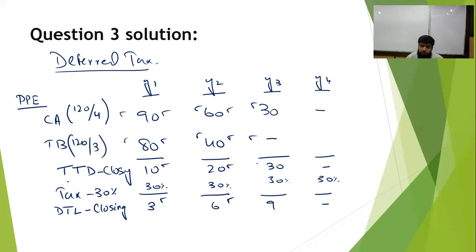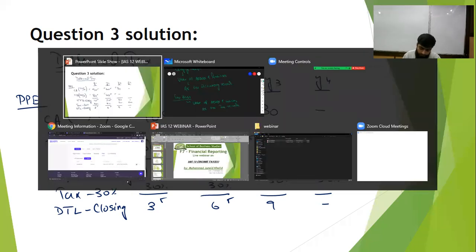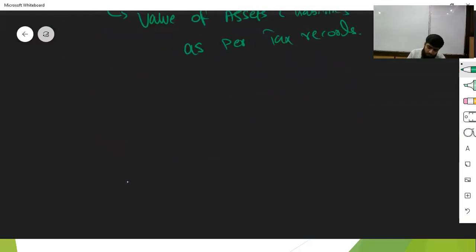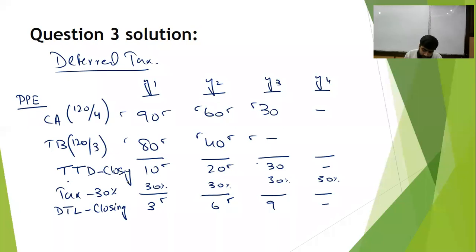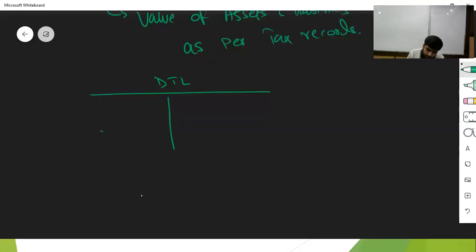So how are we going to calculate the deferred tax for the year? Let's prepare the ledger for deferred tax liability. If we know that in year 1 the closing balance of the deferred tax liability is 3, and that is the first year of an asset, it means there was no opening balance, that is, the opening balance is 0.